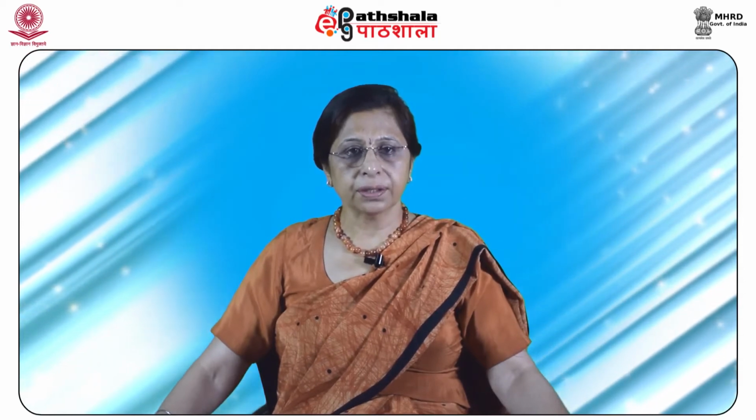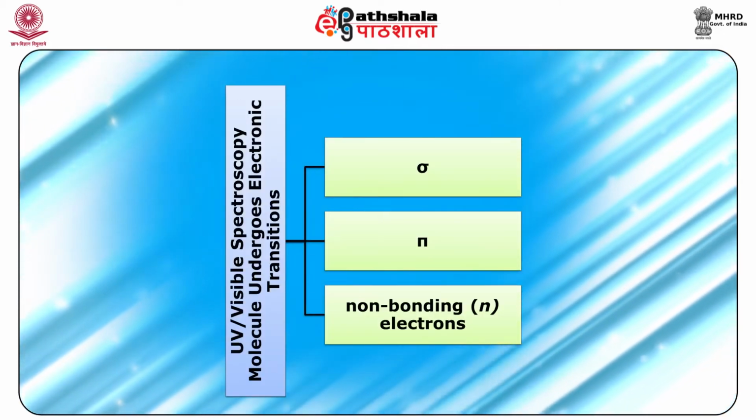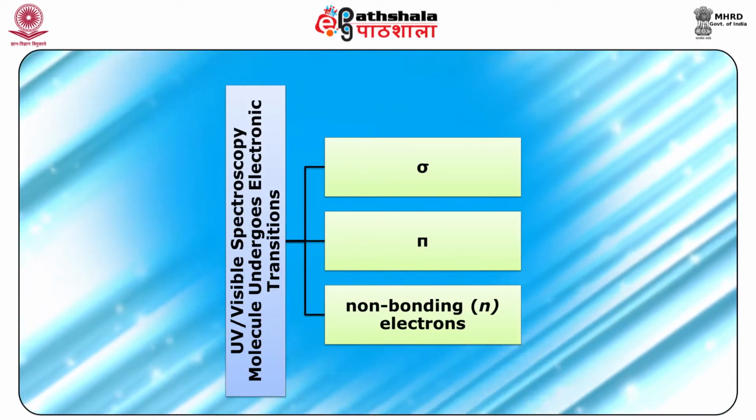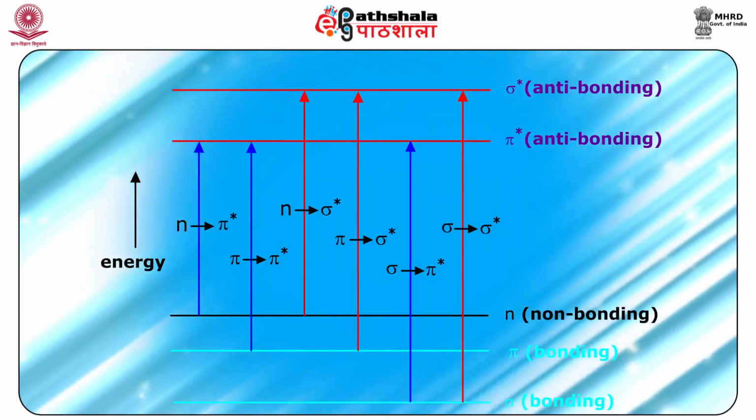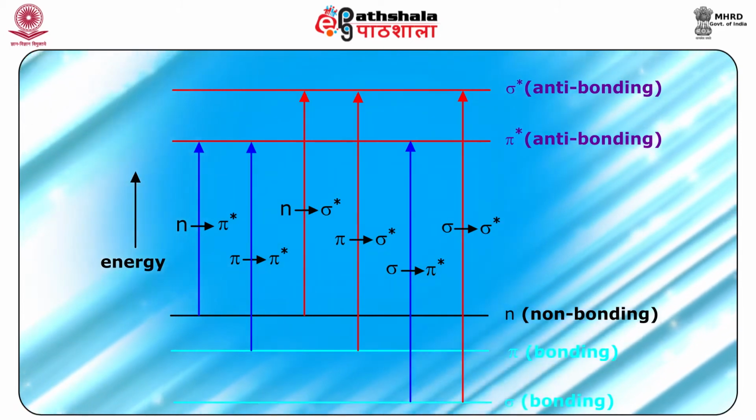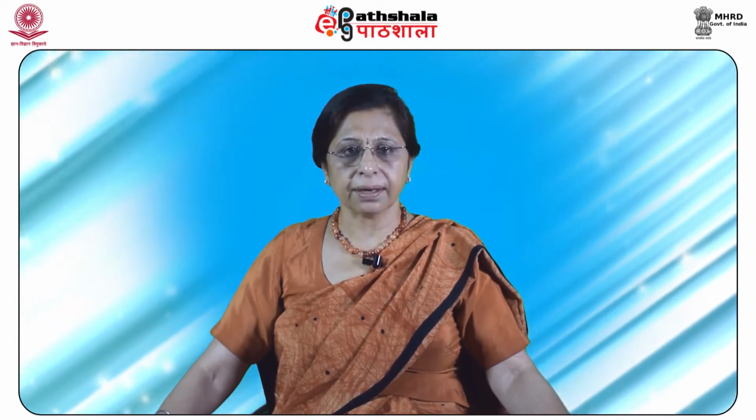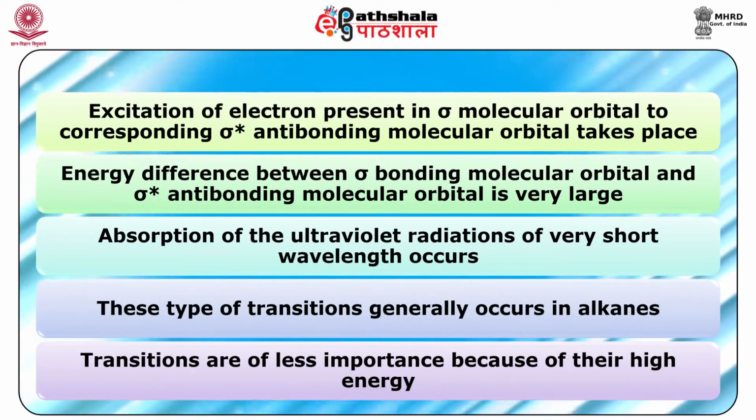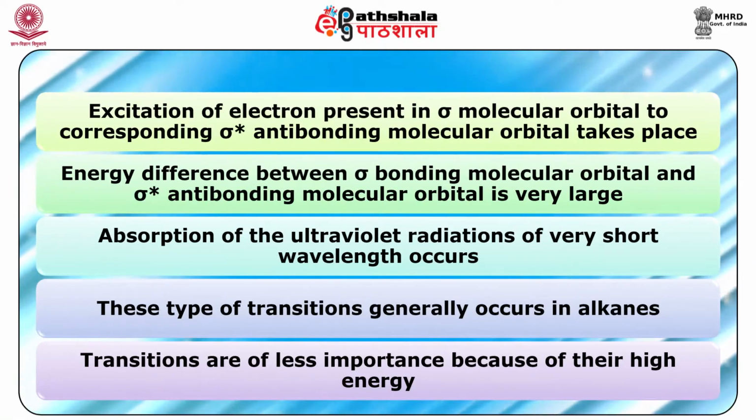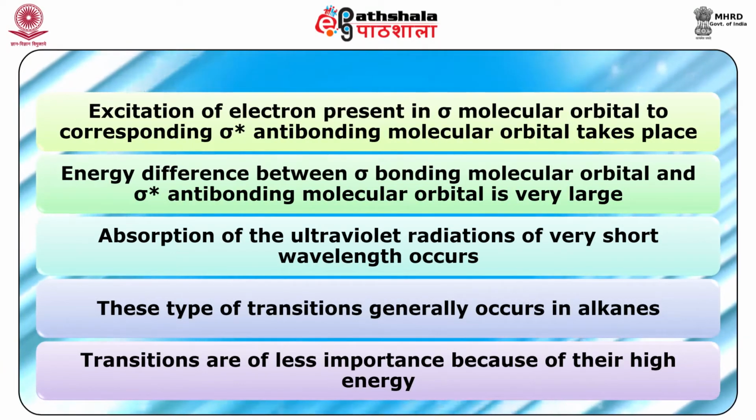Now, types of transitions which are possible in organic molecules. In UV visible spectroscopy, molecule can undergo electronic transitions involving sigma, pi and non-bonding electrons. Among these, four types of transitions are possible depending upon the structure of the molecule. These include sigma to sigma star transition. This type of transition involves the excitation of electrons present in the sigma molecular orbital, which is excited to corresponding sigma star, that is antibonding molecular orbital, by absorption of electromagnetic radiation in the UV range.